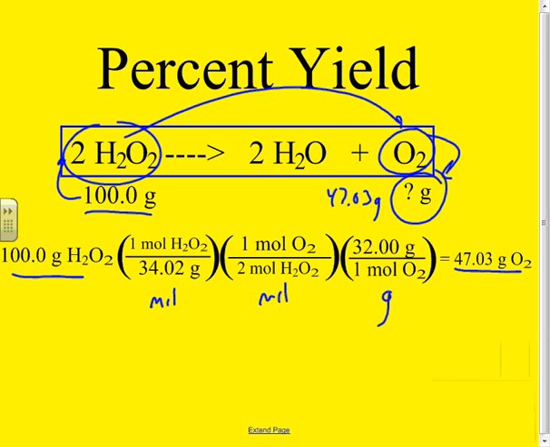Does this mean we will actually get 47.03 grams of oxygen? The answer is no. The calculation here assumes 100% efficiency. Every bit of this 100 grams is going to be converted into oxygen. In reality, no reaction is 100% efficient, and there's always a loss due to impurities, due to various factors in the experiment itself or the laboratory procedure itself. And so what is percent yield?